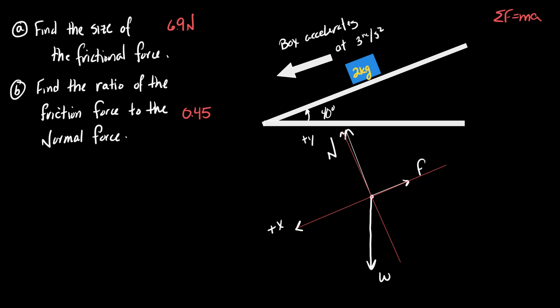Now I have an off-axis force, and because I have an off-axis force, I'm going to have to break that force up into its components. So the weight is the off-axis force. This angle is 40 degrees. So I'm going to take the weight and break it up into a component that is downwards and a component that is down the ramp. Those are my two components. This is going to be weight cosine theta. This will be weight sine theta.